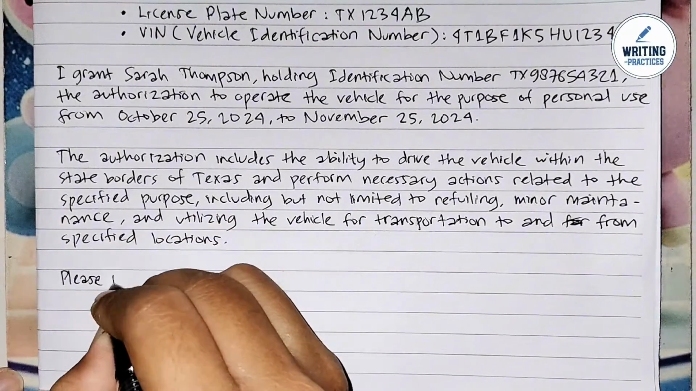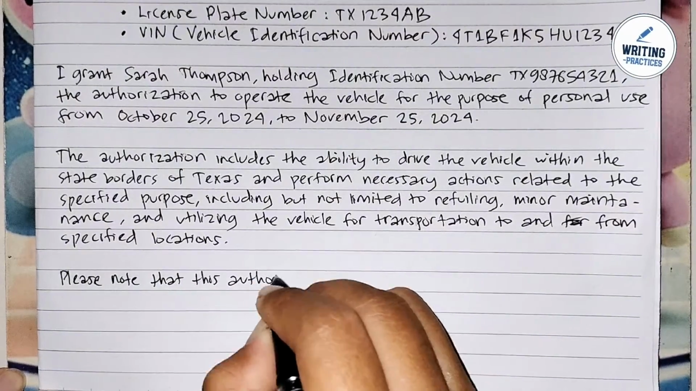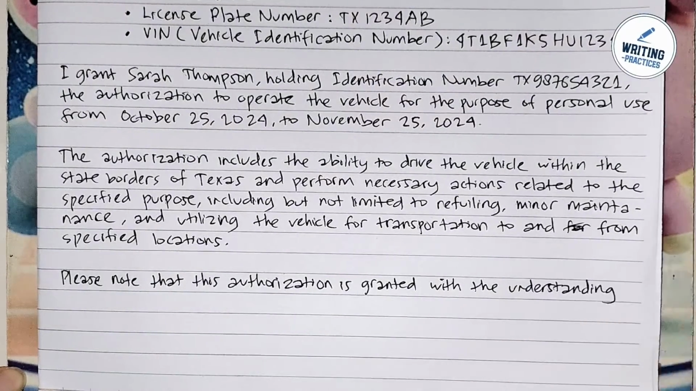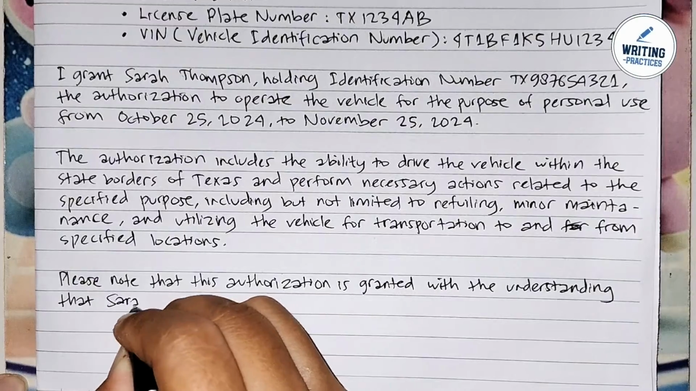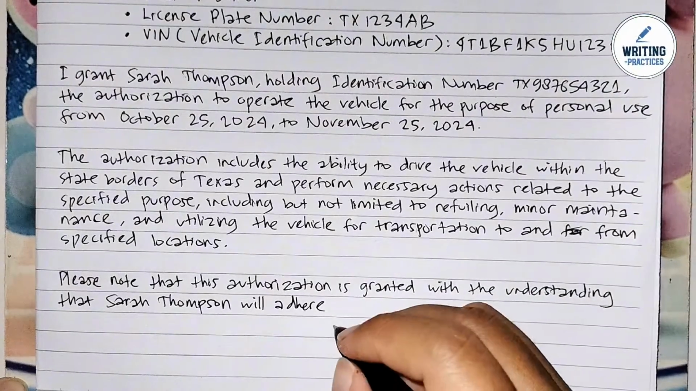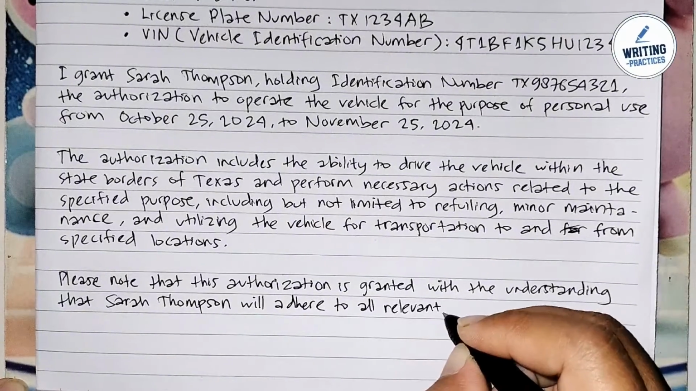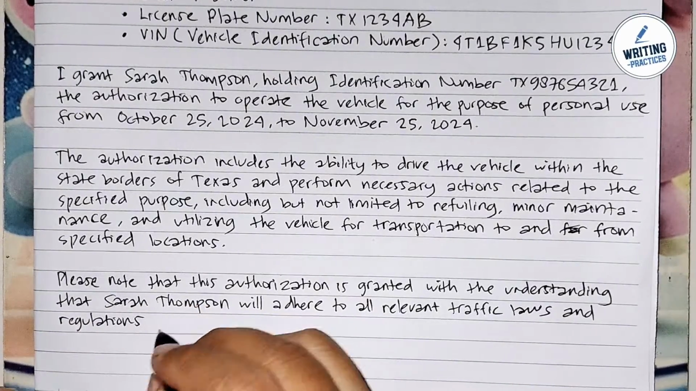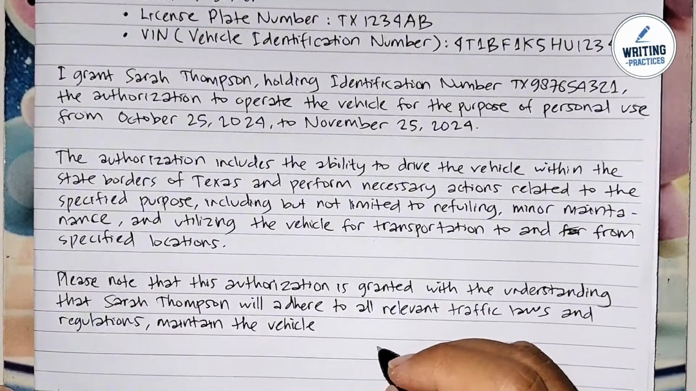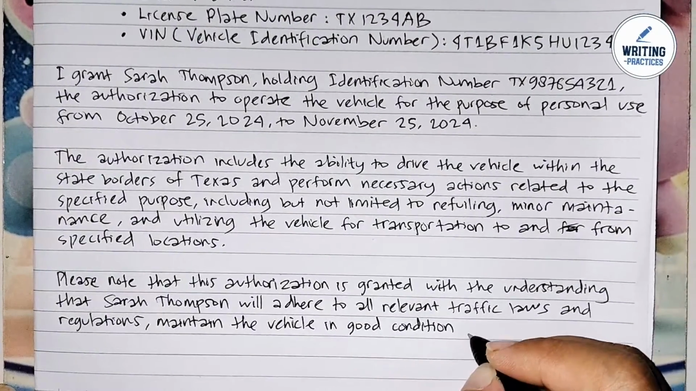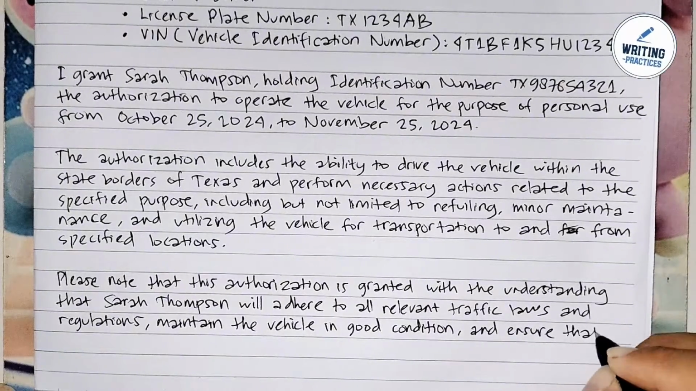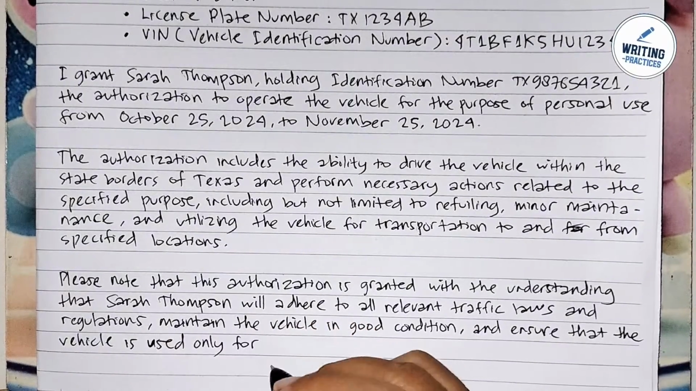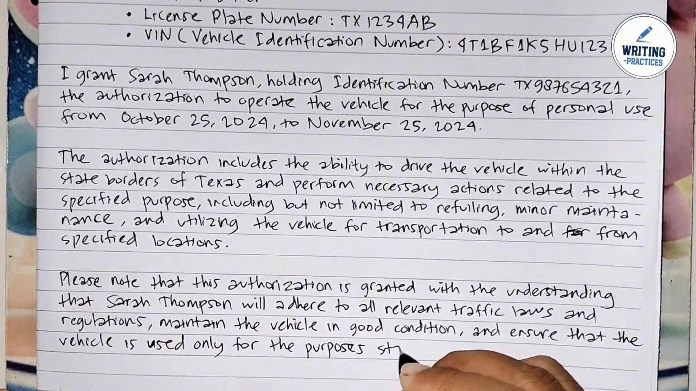In the fourth paragraph, this will be about terms and conditions. Here, you need to state the legal adherence. Yes, it is a statement requiring the authorized person to comply with all relevant laws and regulations. By doing so, you can include the maintenance responsibility. Write the conditions regarding the maintenance and care of the vehicle. And write also the purpose limitation. It is the restrictions on the use of the vehicle to ensure it aligns with your intentions. The paragraph will be like this. "Please note that this authorization is granted with the understanding that Sarah Thompson will adhere to all relevant traffic laws and regulations, maintain the vehicle in good condition, and ensure that the vehicle is used only for the purposes stated in this letter."